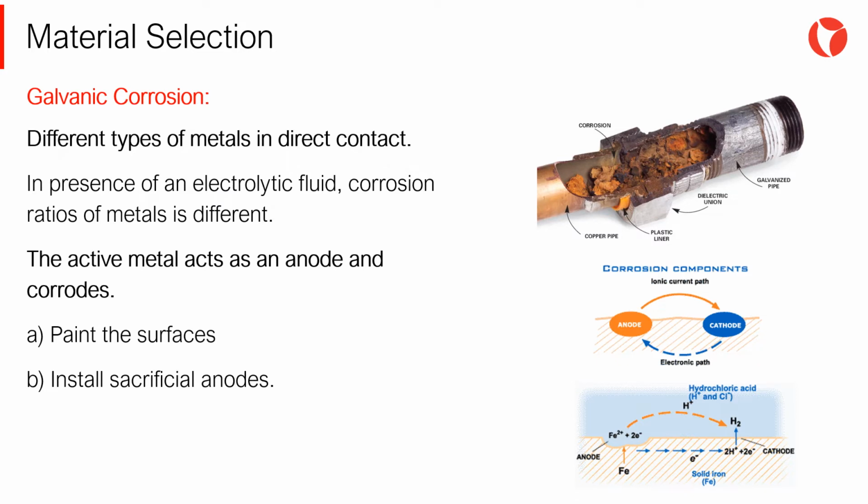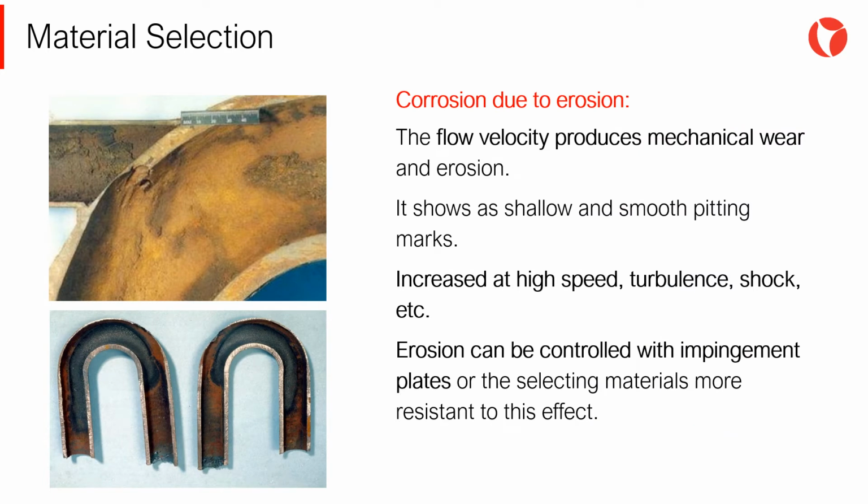The contact of metals with different electronegativity produces significant corrosion rates when the fluid is of electrolytic nature. An electric discharge is caused between the metals, also known as galvanic corrosion. When the corrosive attack is generated on a metallic surface due to the flow velocity and producing mechanical wear, this is called erosion.